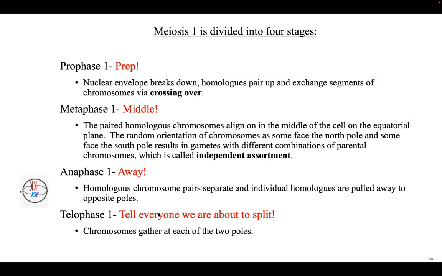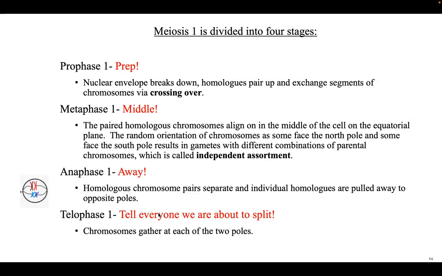So that's where a lot of our genetic variability comes from, in prophase 1. That's where crossing over occurs. You remember when the chromosomes overlapped and exchanged little pieces of themselves so that they could actually be more diverse? That's what's happening in prophase 1.